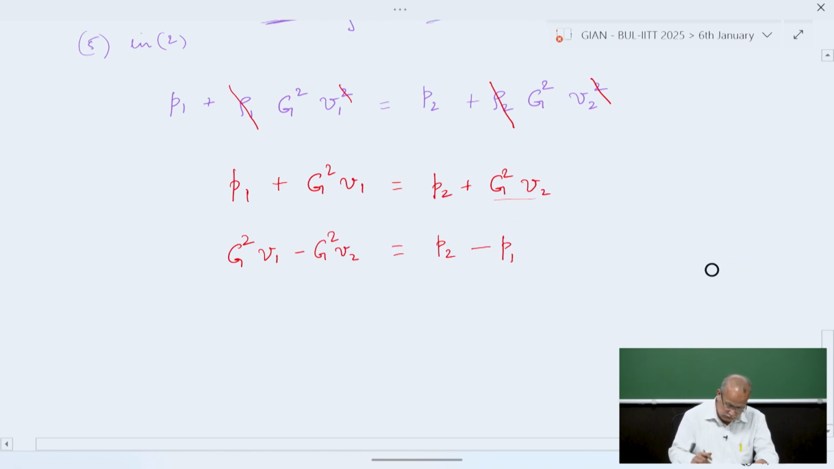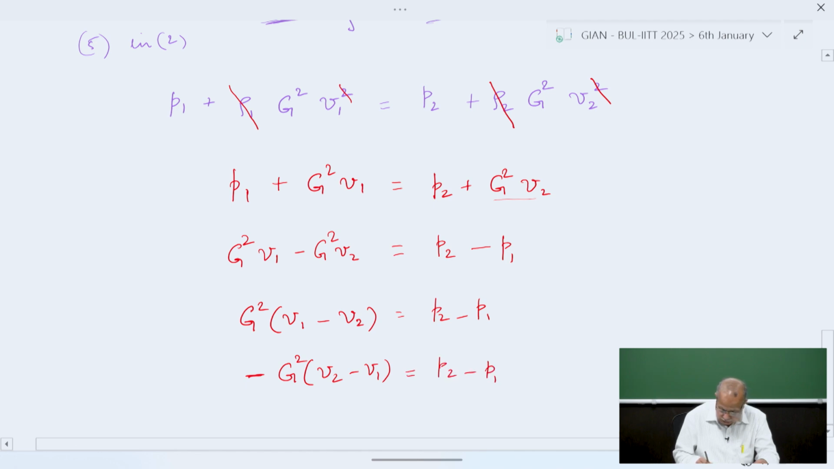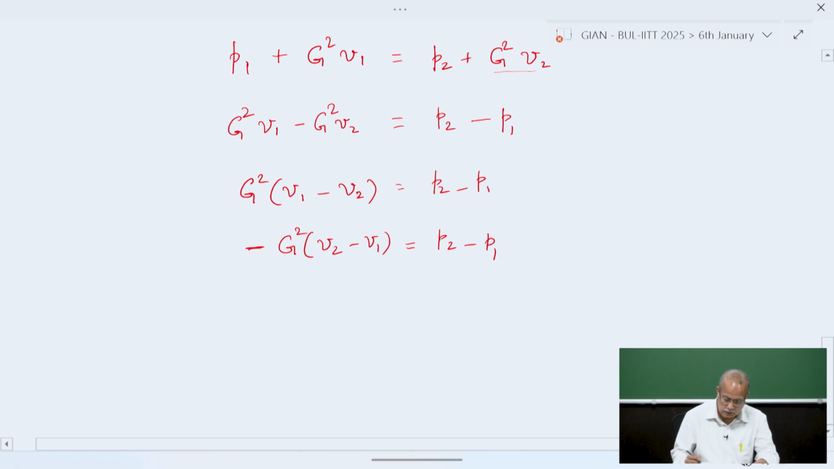Okay, or in other words, I can write here G square into specific volume V2 is equal to P2 minus P1, or I can write here P2 minus P1 is equal to, or I can write it like this, minus G square into V2 minus V1 is equal to P2 minus P1. All of you understood this, what I'm trying to do? So we end up in an expression like this, P2 minus P1 by V2 minus V1 is equal to minus G square.